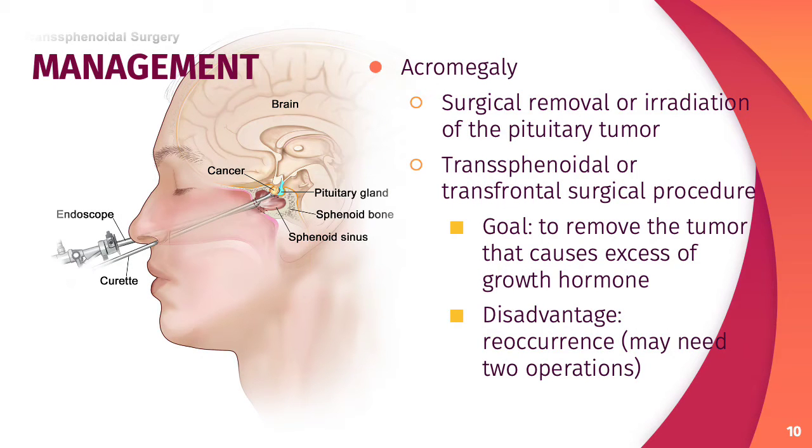For the surgical management of acromegaly, there is surgical removal or irradiation of the pituitary tumor, using a surgical procedure called transsphenoidal or transfrontal. The goal of the surgery is to remove the tumor that causes the excess of growth hormone. However, there is a slight disadvantage because you may need 2 operations or more because there is still recurrence. With the transsphenoidal approach, they insert the endoscope and the curette into your nose.